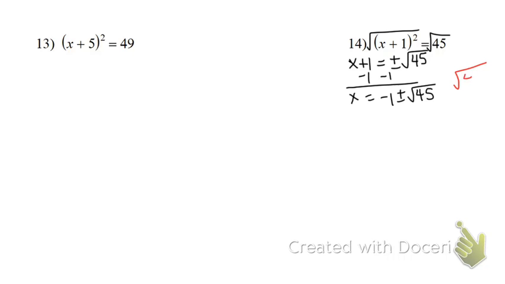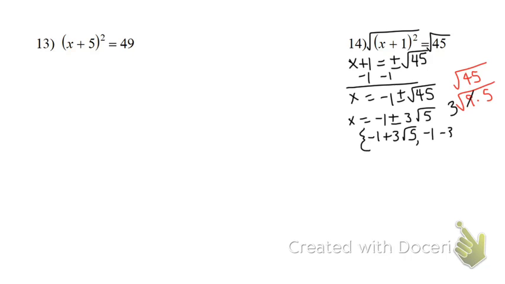The square root of 45 is the same as the square root of 9 times 5. The square root of 9 comes out of the radical. The square root of 9 is 3. So my final answer, if I put it all together, x equals negative 1 plus or minus 3 root 5. Or, written in set notation the way the answer key is, it's negative 1 plus 3 root 5 and negative 1 minus 3 root 5.